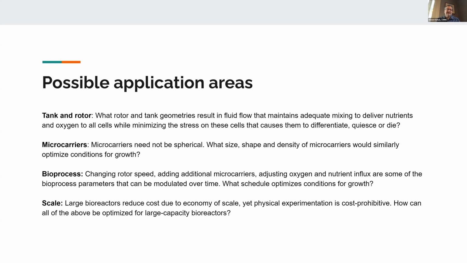The bioprocesses is another thing people have raised as a possible application area. There's a whole process you go through. Some people try changing rotor speed, some add additional microcarriers, and so on. So looking for an optimal schedule. That can also be modeled and simulated. And of course, the scale-up issue of how large can you make a given bioreactor design, and those bioprocesses, how do they need to change as you scale up without having to run so many laboratory experiments.